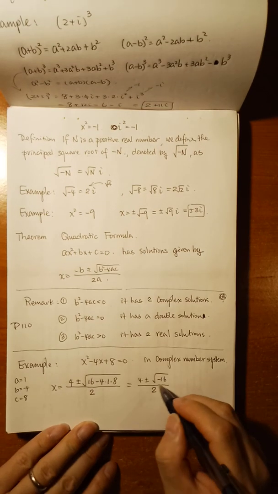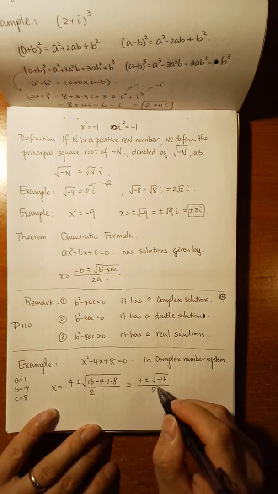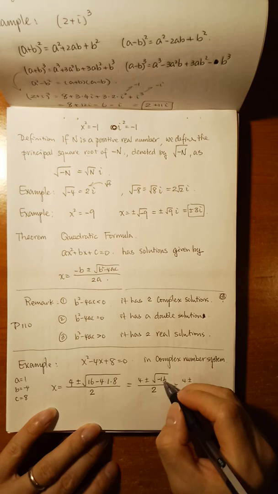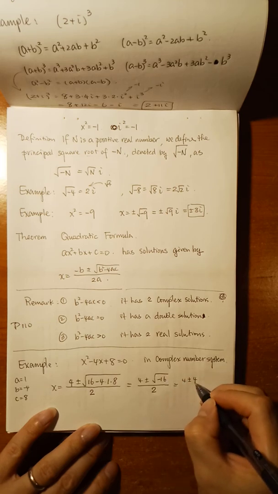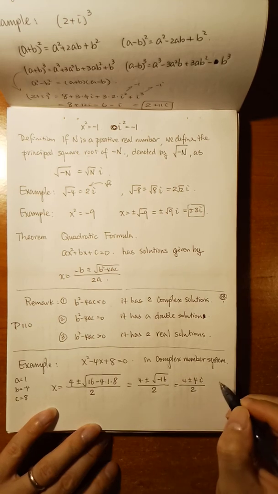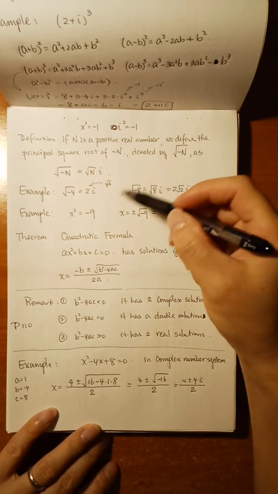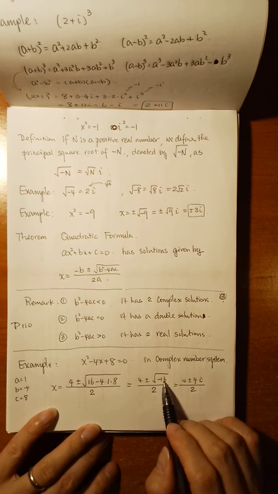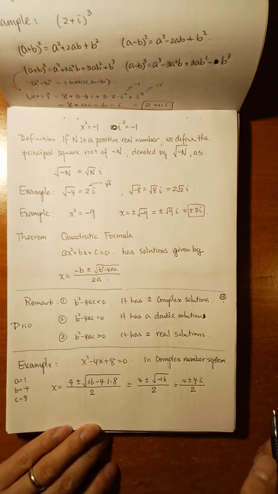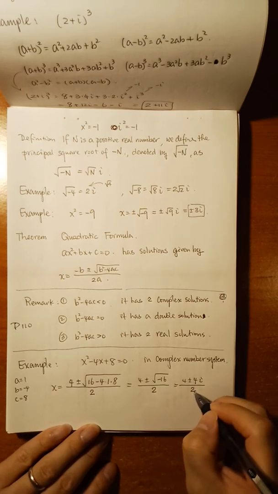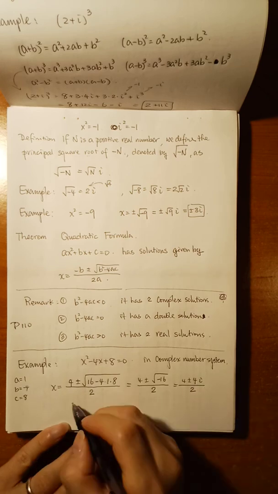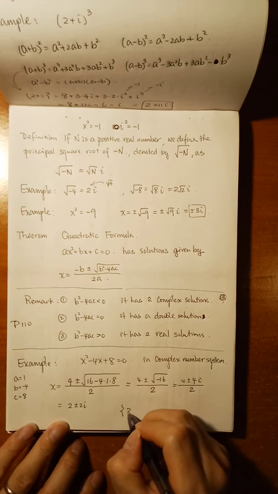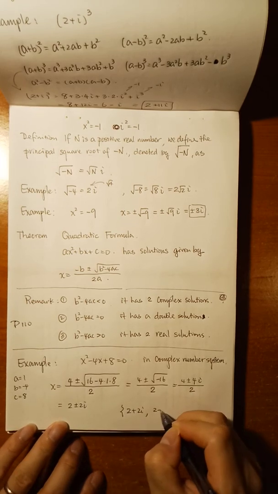See? And then you have to explain what the square root of negative 16 is. So it's 4 plus or minus the square root of 16 times i, based on this type of rule. So you take the square root of the positive number and then put i. And 4i over 2 is 2i. So it's equal to 2 plus or minus 2i. So two solutions: 2 plus 2i and 2 minus 2i.